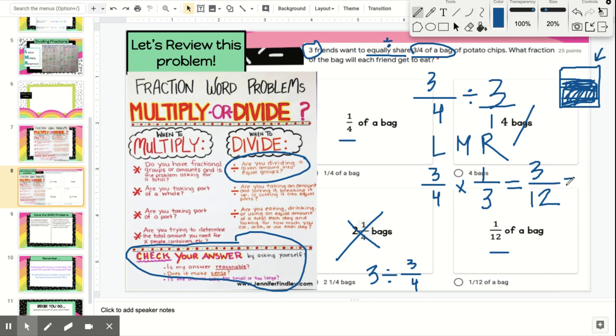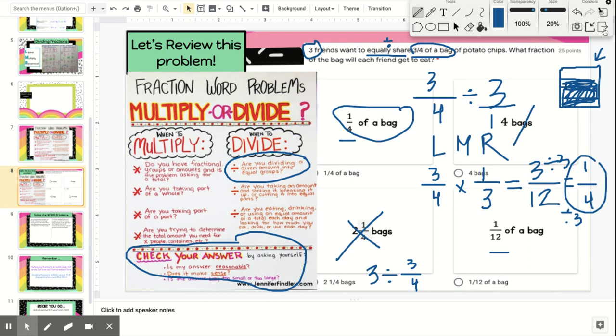We can. We can divide both of these by 3 because 3 fits into 12 evenly. 3 divided by 3 is 1. 12 divided by 3 is 4. So each friend is going to get 1/4 of the bag. Okay? So that was the answer to this problem on the exit ticket from Sunday.